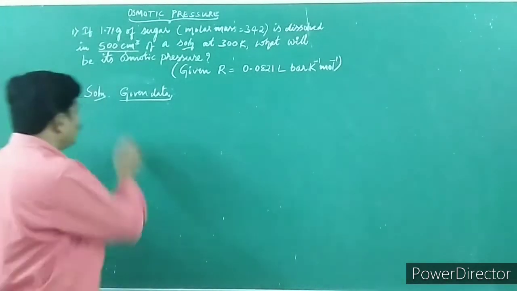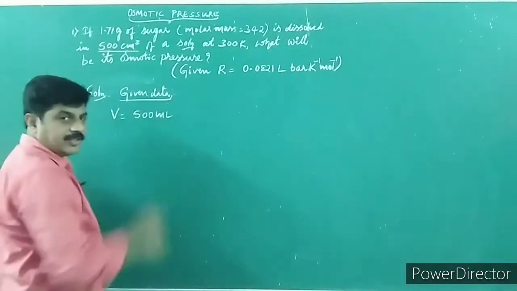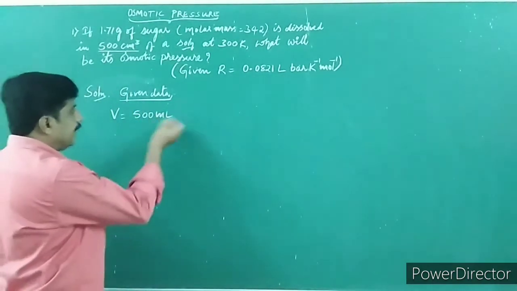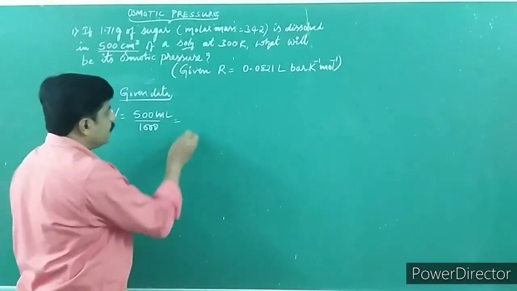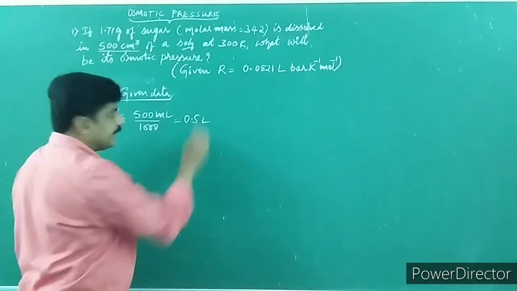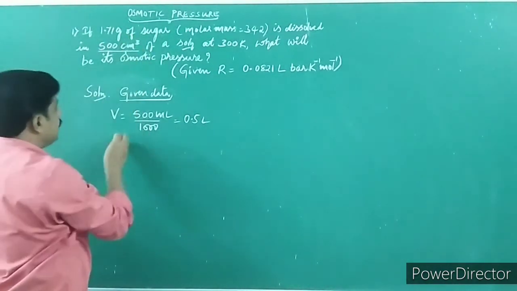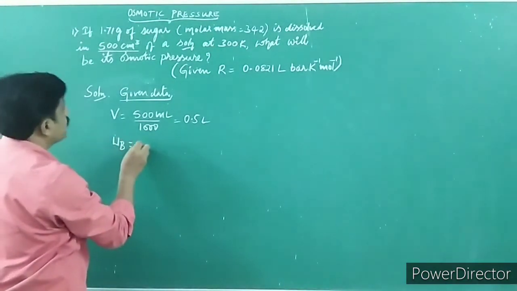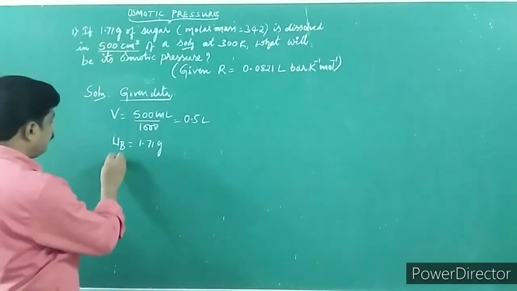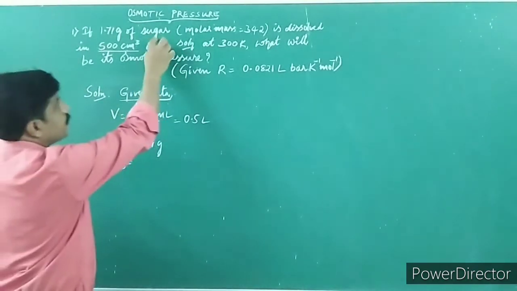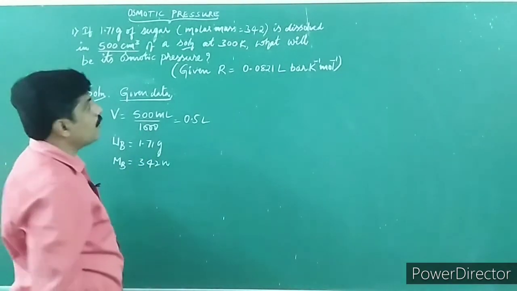Now volume is given. How much here? It is 500 ml or centimeter cube. That means I'll convert this into liter. Then I'm going to get 0.5 liter. Then what else is given? WB is given. WB is equal to 1.71 gram. And MB is given. MB of sugar, what is that? It is 342 unified mass, otherwise gram per mole.